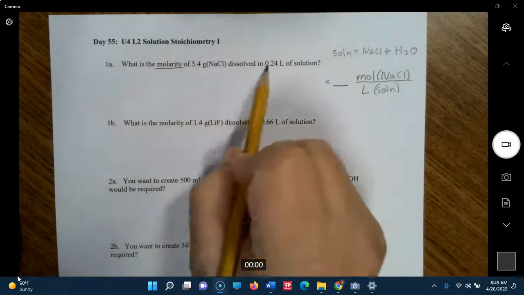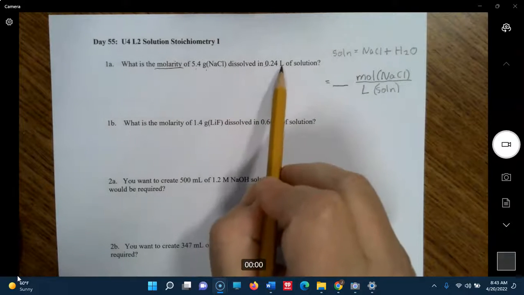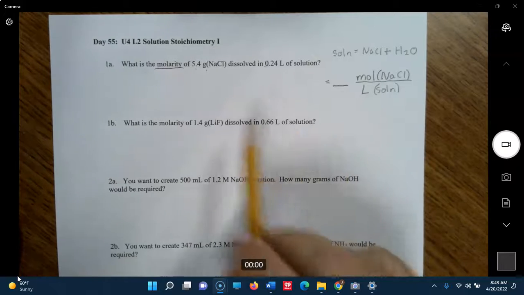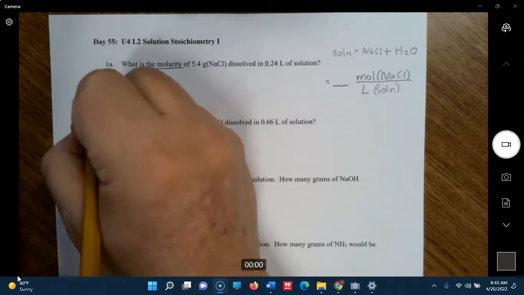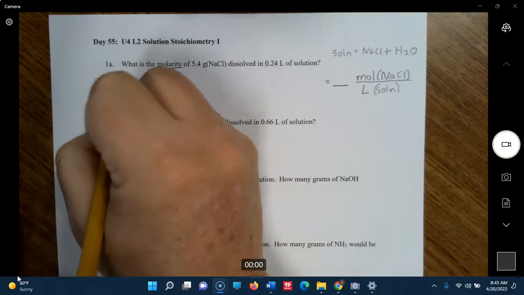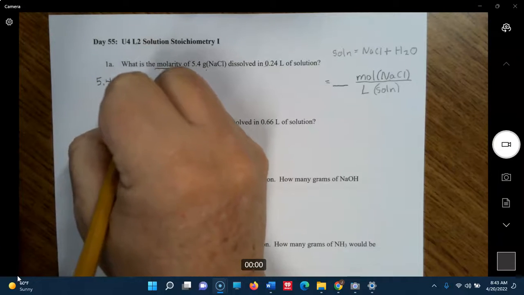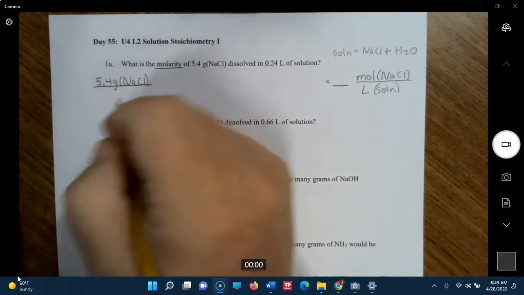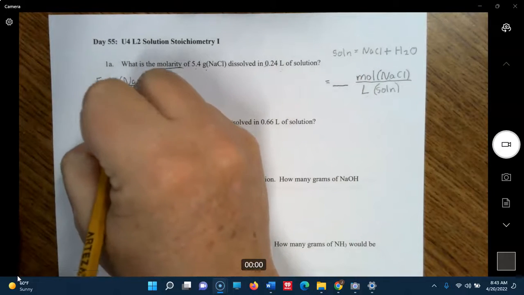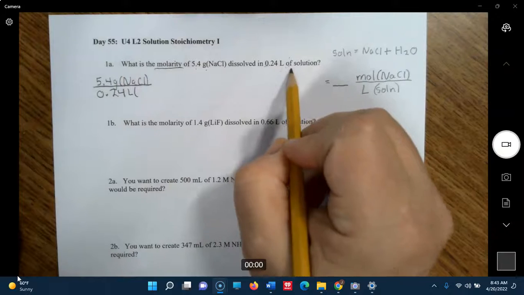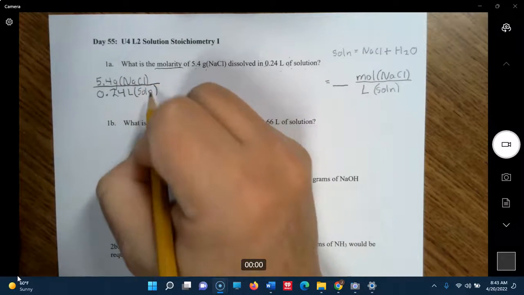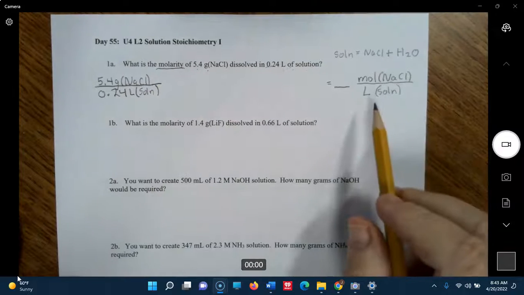You're given two numbers to work with. You're given a mass and a volume. And you see that you want a volume on the bottom here. So the way we're going to set that up, you're going to come way over here, and we're going to say 5.4 grams NaCl over the liters. And it says liters of solution. Okay, so that's what we're starting with. That's what we want to end with.